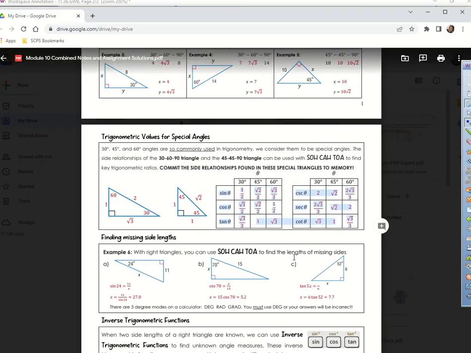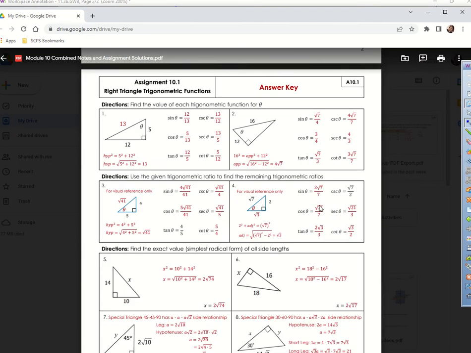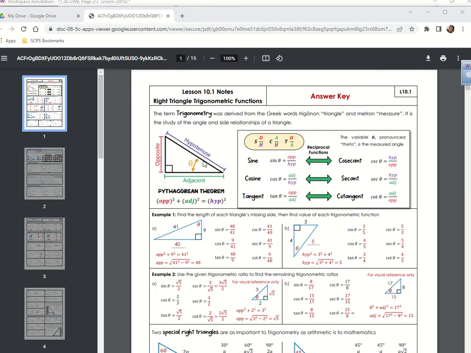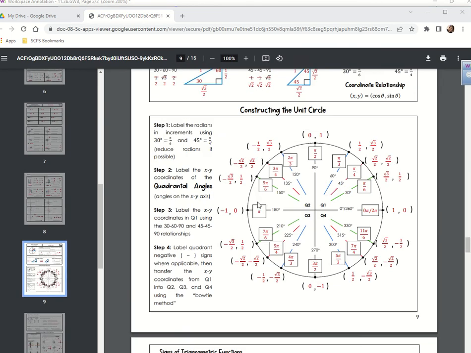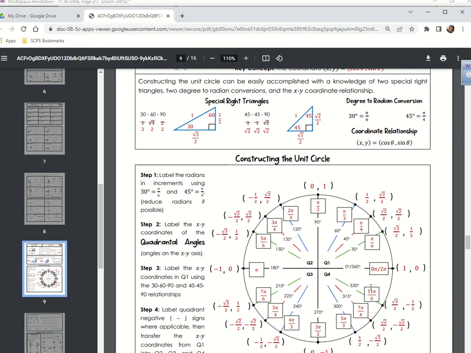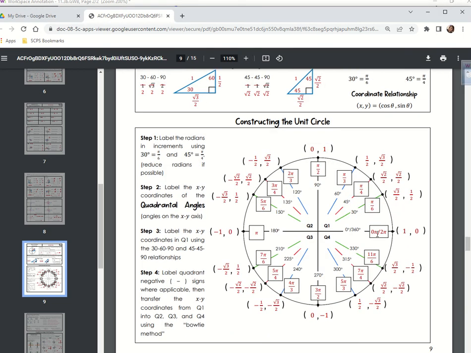If you look at your unit circle, let me pull up your old notes here and see if it'll come up on a bigger screen. There we go, that's a little better. If I scroll down to the unit circle, right here, let's look at where 90 is. 90 is right here. That gives me the coordinate of 0, 1.